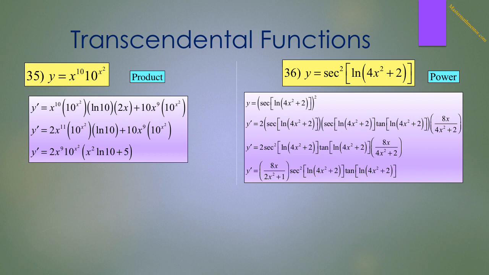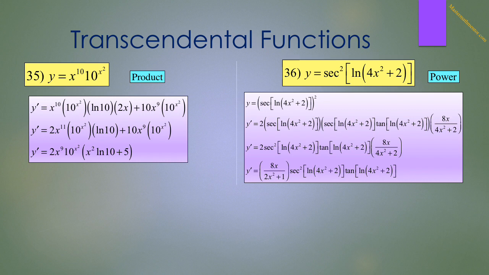But then we have to multiply that by the derivative of the secant of the natural log of 4x squared plus 2. The derivative of secant is secant tangent. So we attach the secant of the natural log of 4x squared plus 2, tangent of the natural log of 4x squared plus 2, and we're not done. We then have to multiply that by the derivative of the natural log of 4x squared plus 2, which is 1 over 4x squared plus 2 times 8x.